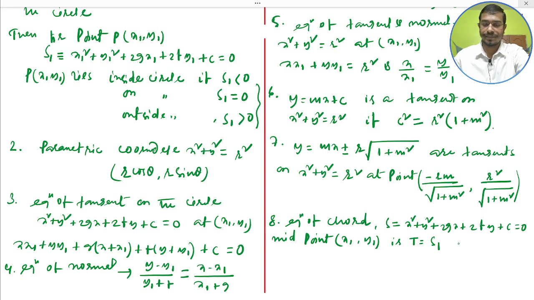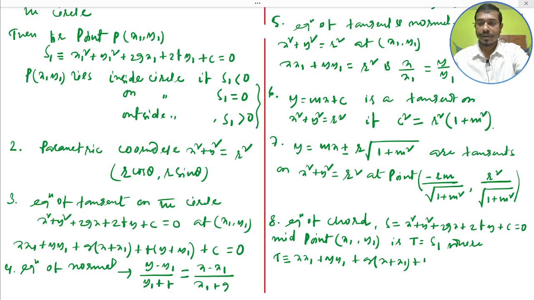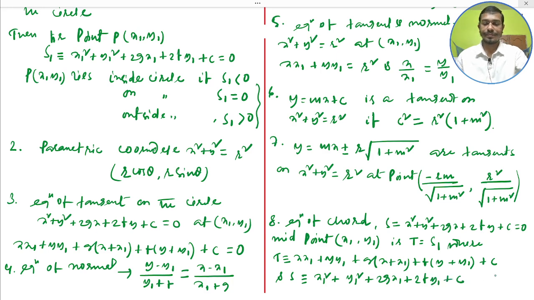S1 be the circle where the value of T is equivalent to x x1 plus y y1 plus g into x plus x1 plus f into y plus y1 plus c, and S1 is equivalent to x1 square plus y1 square plus 2gx1 plus 2fy1 plus c.